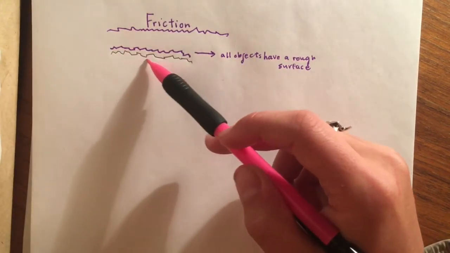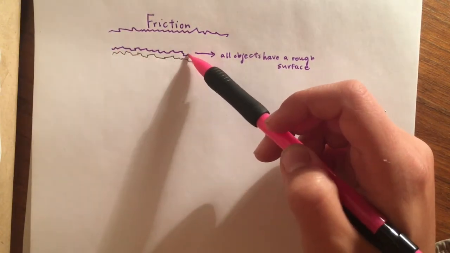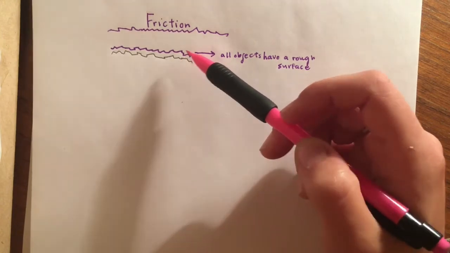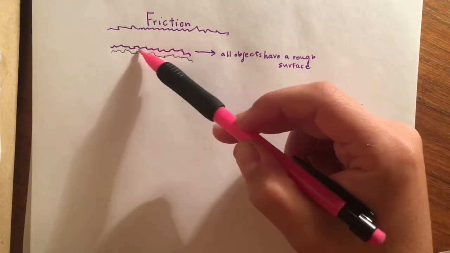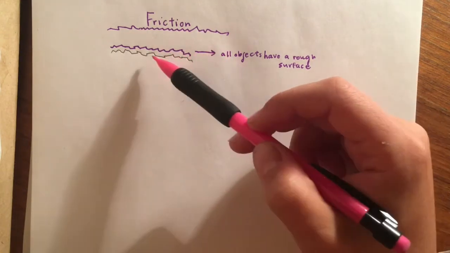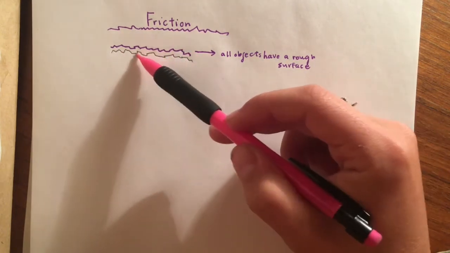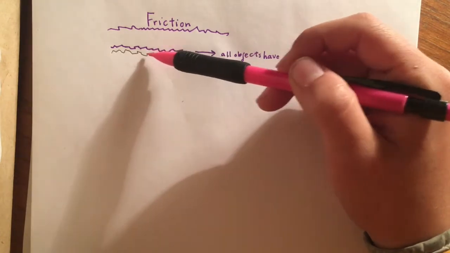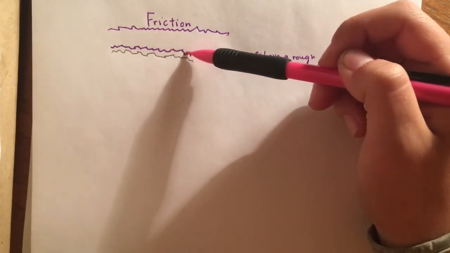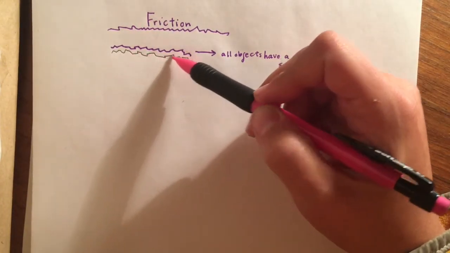So let's say that this gray jaggedy line is the surface of a table, and the purple jaggedy line is the surface of a calculator laying on the table. So what if I slide the calculator on top of the table? As the calculator, the purple jaggedy surface, is sliding across the table, the bumps and valleys of the calculator are going to run into bumps and valleys on the table. And so as the calculator is moving across the table, the purple hills and valleys of the calculator's surface are going to run into the hills and valleys of the table's surface.